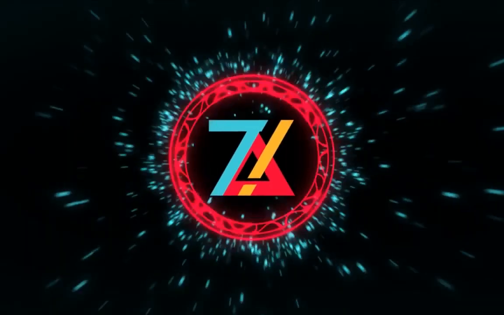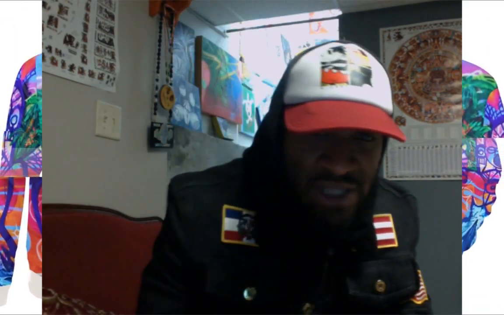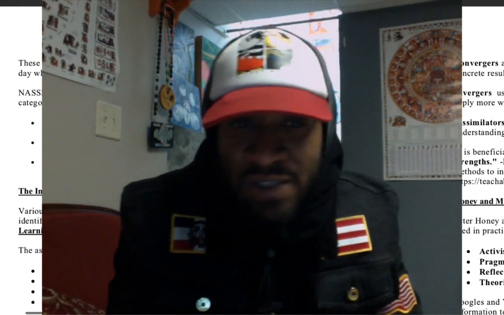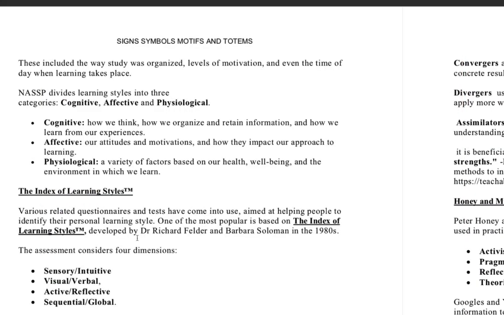The VAK model is popular and widely applied, but it became associated with a fixed outlook on learning. Many people take it to mean that learners could be classified by a single modality, as a visual learner, for example, with little room for maneuver. And there was confusion over whether the VAK definition referred to someone's innate abilities, their personal preferences, or both. Others pose additional factors that might affect someone's ability to learn. These include the way study is organized, levels of motivation, and even the time of day when learning takes place. NASSP divides learning styles into three categories: cognitive, affective, and physiological.